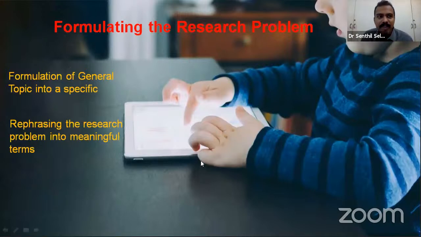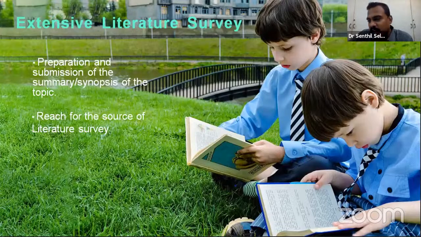The second one, the extensive literature survey. Okay, so you have selected the topic. So what is going to be the next step? Immediately you should not start your study. Once you selected the topic, you have to do some homework. You have to do some hard work before you start the research work.